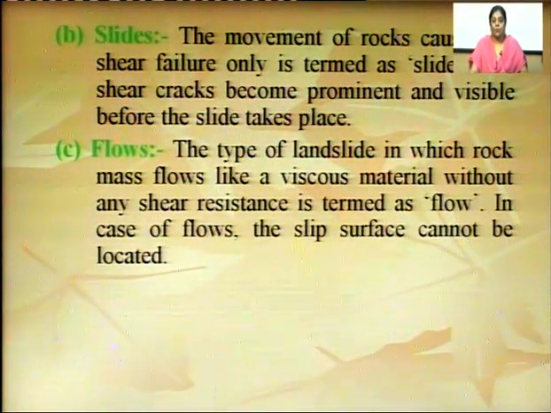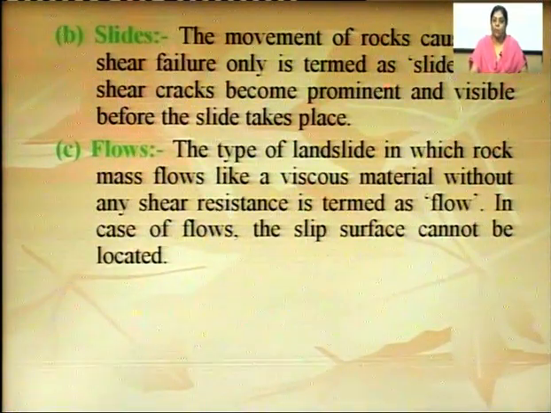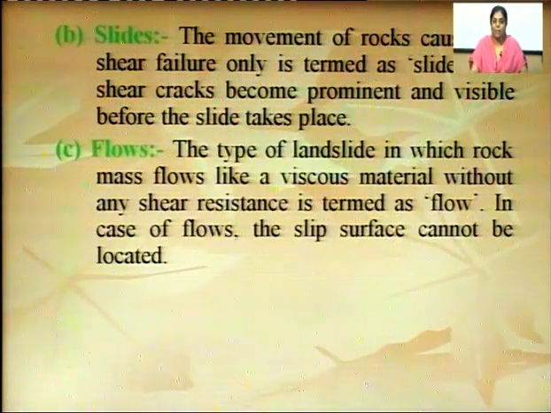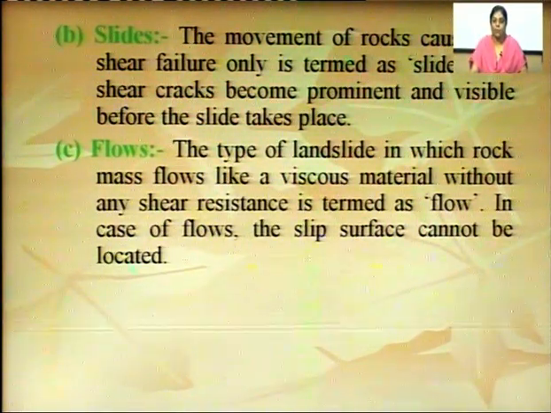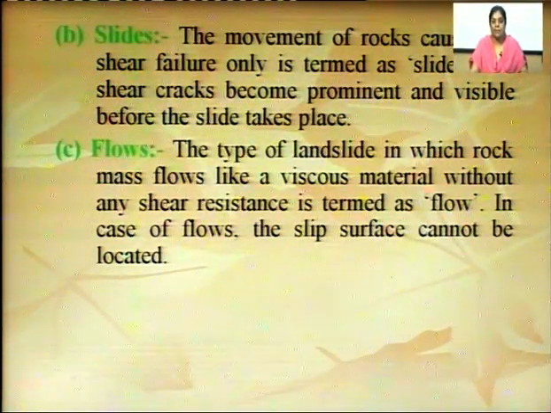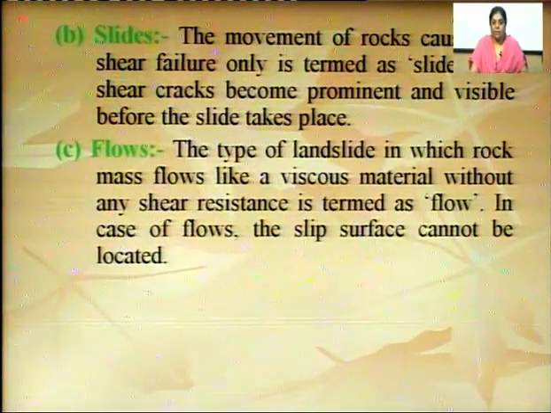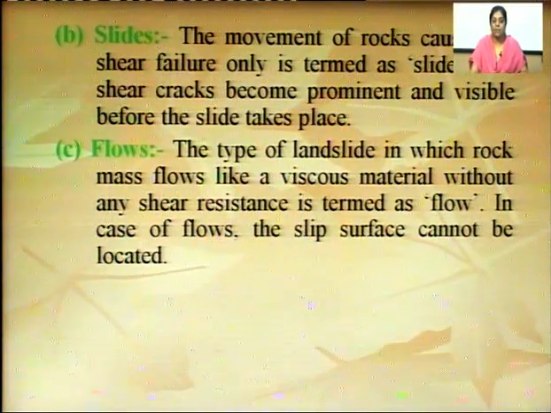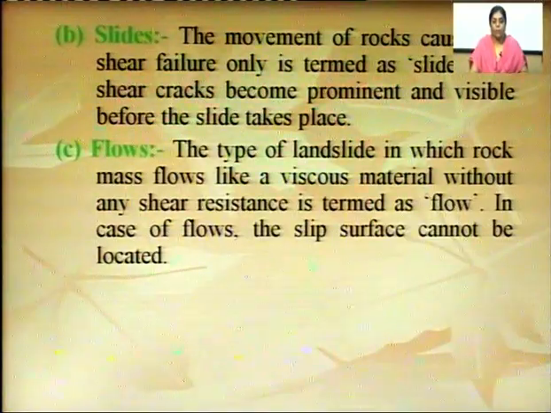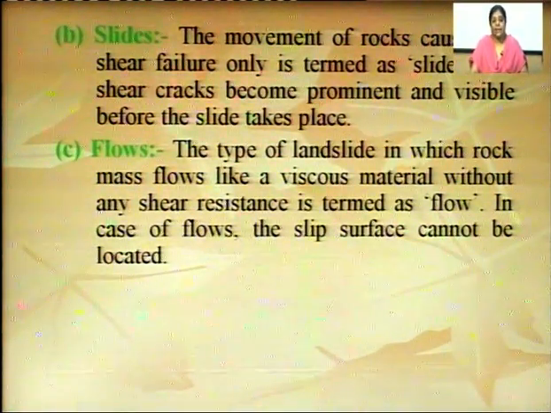Then come the flows. The type of landslide in which rock mass flows like a viscous material without any shear resistance is termed as flow. Along with this material, everything flows: all the trees, all the bushes, even the houses and buildings made on the slope. Whenever a landslide comes, it takes everything on the slope with it. In case of flows, the slip surface cannot be located. You can't find out from where the landslide started.